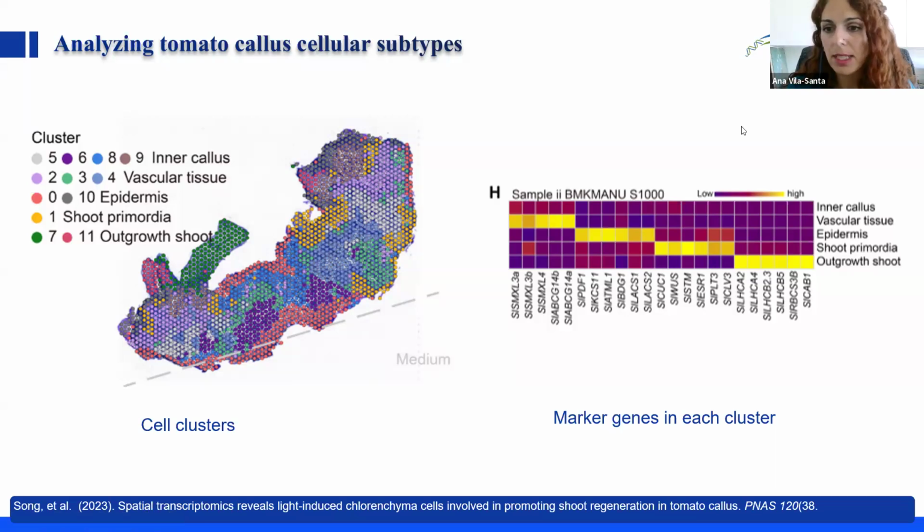And then looking at those clusters that were correctly annotated, it was also possible to find marker genes. So for example, in this last cluster called outgrowth shoot, you can see that we have 3 marker genes that have an extremely high expression that is only present in that cluster, which is expected. But this being a study focused on regeneration, the authors were specifically interested in this cellular type called shoot primordia. So they took an in-depth look at that cellular type.